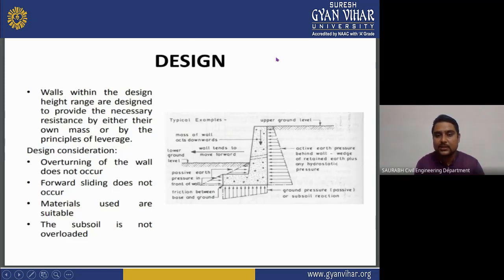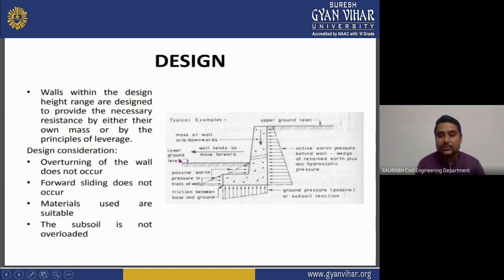As you can see here, now we have seen the components of the retaining wall, and this force is called the active earth pressure behind the wall. There is also ground pressure, which is also known as passive pressure or subsoil reaction. And this is the friction between the base and ground, and there is passive earth pressure in front of the wall. As you can see here, there will be passive earth pressure.